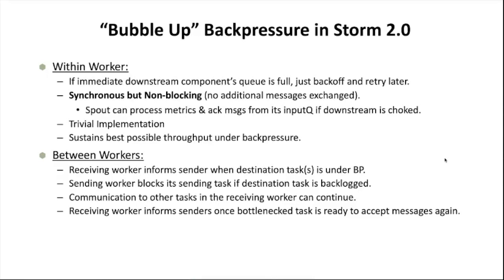Between workers, if the downstream worker is backlogged, when it receives a message to one of its backlogged tasks or operators, it just sends a response to the caller saying, hold off. I will let you know when it's freed up again. So the sender stops sending messages to just that task, but it can still send messages to other tasks in that downstream worker. So it's not a two-way communication, just a one-way communication from downstream to upstream saying either hold off for now, and then, okay, now you can send me more messages. So yeah, that's basically it, very simple. The idea is you want to bubble up the pressure. You don't want one task blocking others. Like in a natural flow, either of a fluid or traffic, you want the pressure just to bubble up in that flow of messages.